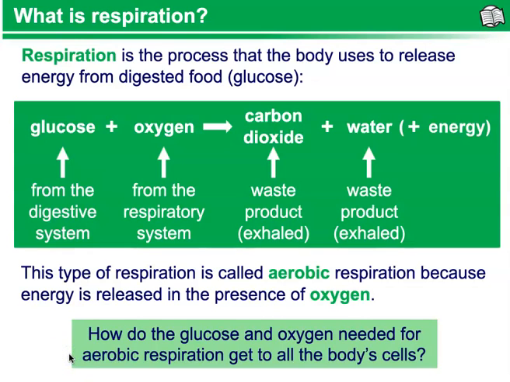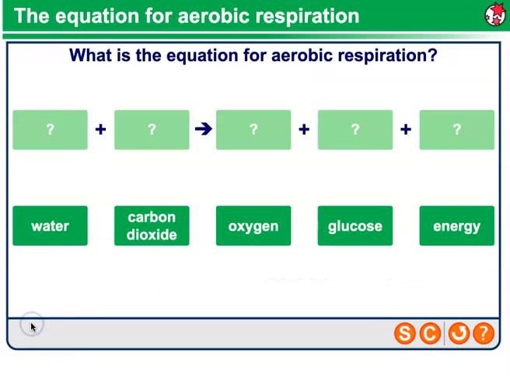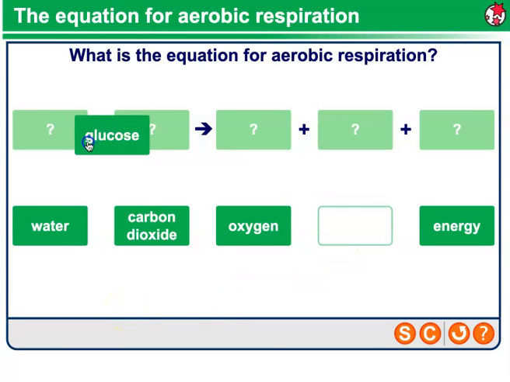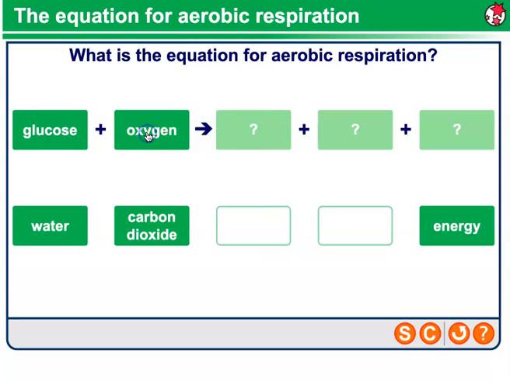So how do the glucose and oxygen needed for aerobic respiration get to all of the body's cells? The equation for aerobic respiration. What is the equation for aerobic respiration? Well, first we have to have glucose, and we have to have oxygen, and that releases carbon dioxide, water, and energy.